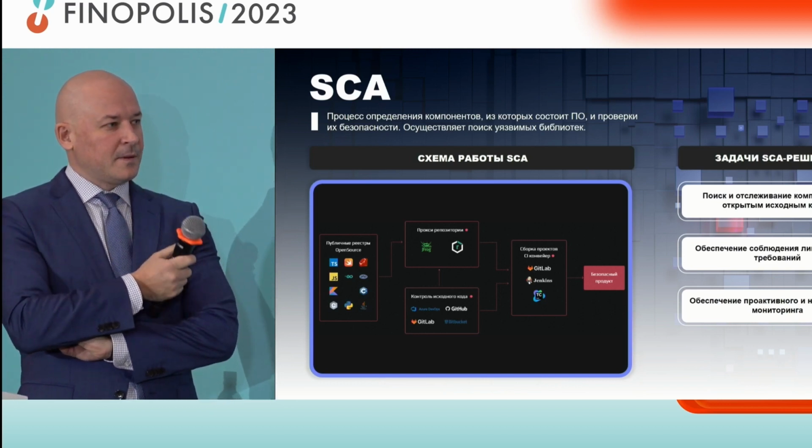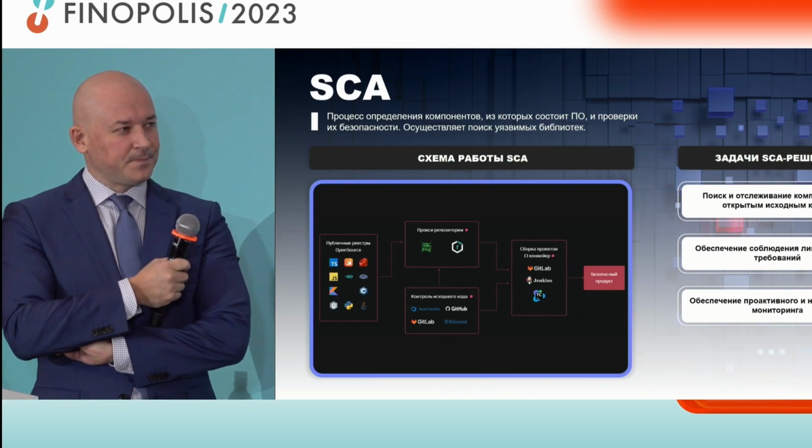So we're getting rid of these libraries in our project. Sasha, please go on. Thank you, Nikolay. So now the main function of SCA is to protect the supply chain of our code.